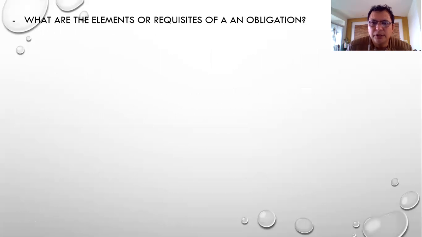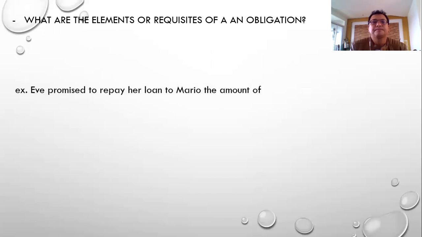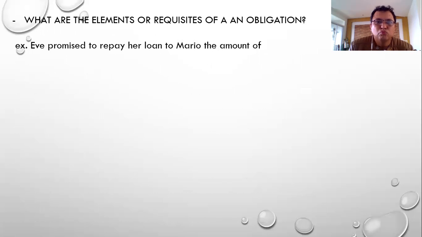So in an obligation, there are requisites. First, I will give you an example of an obligation. Eve promised to repay her loan to Mario, the amount of 10,000 pesos. So she is indebted to Mario the amount of 10,000 pesos. So what is the juridical tie here? There is a loan. Loan is a kind of contract. So there's a contract existing between Eve and Mario.